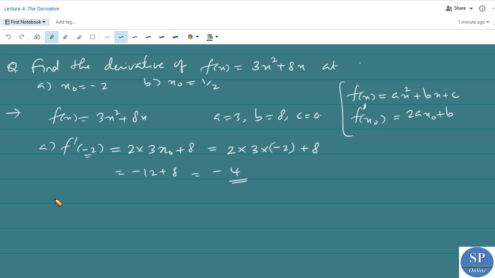Clear? So in a similar way we can find the second question also. We can do that. F dash of 1 by 2 is equal to 2 into 3 into x naught. X naught is 1 by 2 plus b. B is 8. That is 3 plus 8, that is equal to 11.